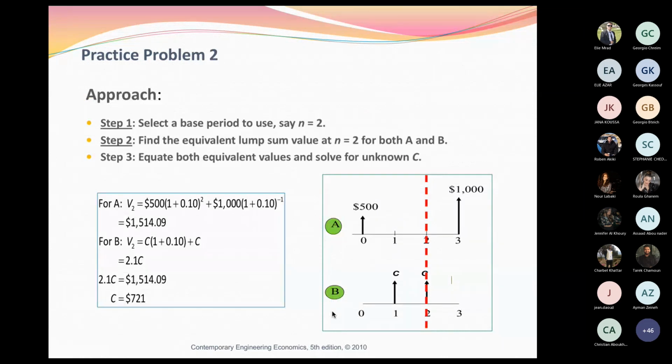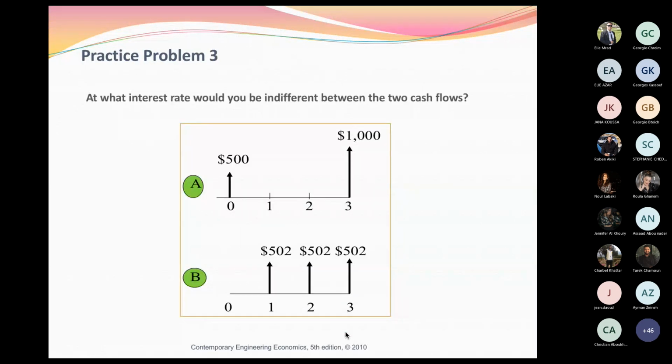So we chose 2 as a common point in time. We found the equivalent of each cash flow. End of year 2, we equate them to have C 721. Let's solve this one.